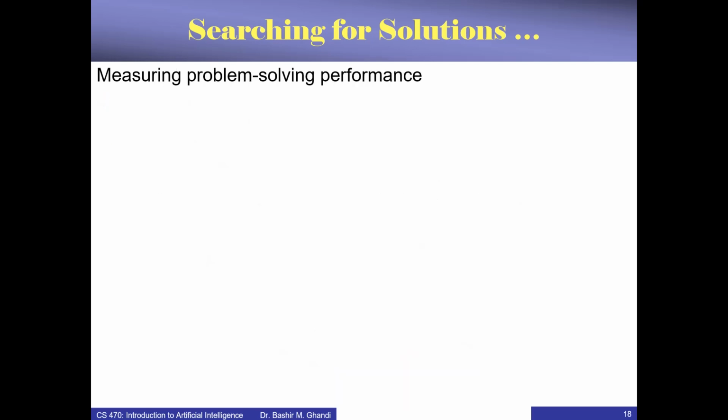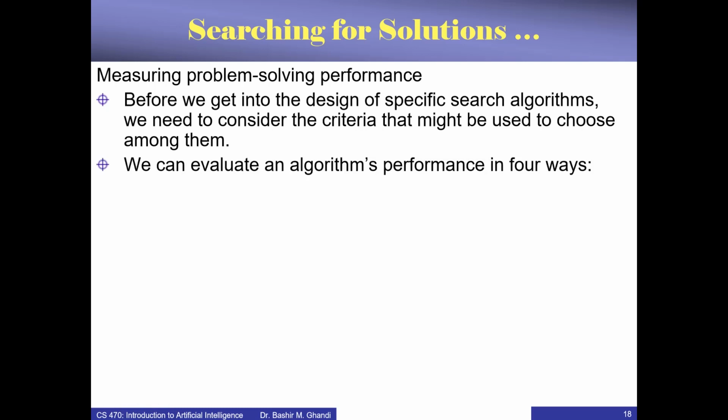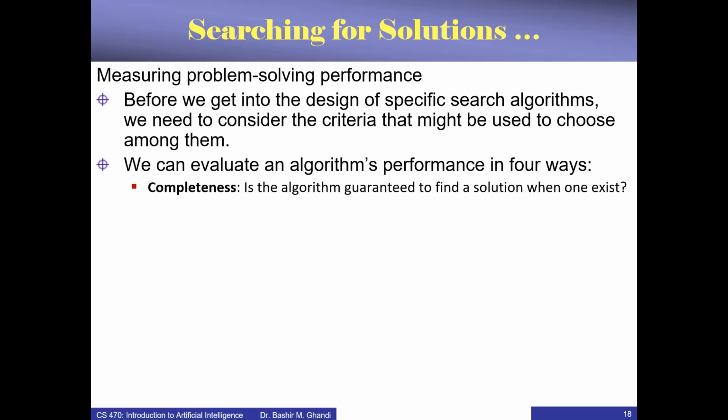Okay, the final thing before we start looking at our search strategies is, how do we measure the performance of the different searching strategies that we are going to learn? How do we say they are good or bad? They are behaving well or not? Before we get into the design of specific search algorithms, we need to consider the criteria that might be used to choose among them, which of them perform better than the other. We can evaluate an algorithm's performance in 4 different ways. 1, its completeness. So what does completeness mean? Is the algorithm guaranteed to find a solution if one exists? If yes, then the algorithm is said to be complete. It is guaranteed to find a solution.